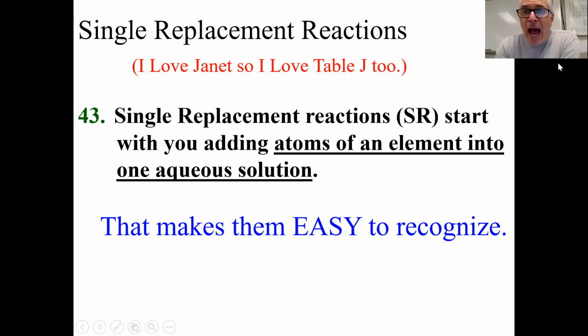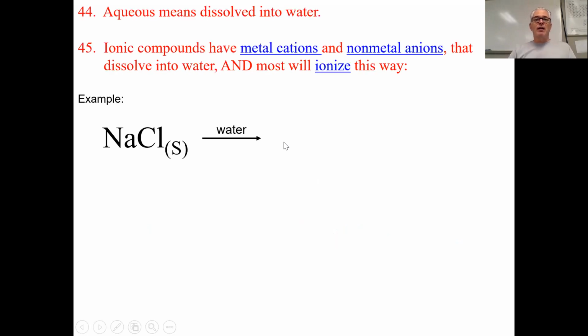You're going to start out with atoms of some sort or another. They could be diatomic. They could be hydrogen or bromine. But they're going to be atoms being added into what's called an aqueous solution, AQ. There's one AQ in the reactant side. All right? Makes it easy to recognize.